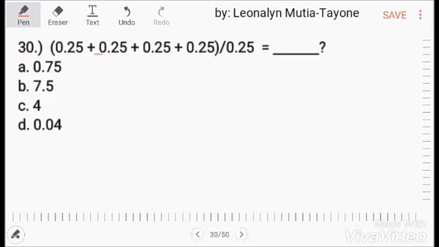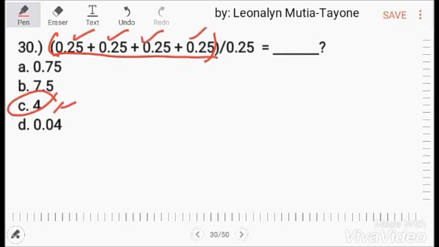Number 30. 0.25 plus 0.25 plus 0.25 at 0.25 pa rin, close parenthesis, i-divide mo ng 0.25. Ibig sabihin, ilang 0.25 ba ito? Count mo lang 1, 2, 3, 4. So, the answer is letter C.